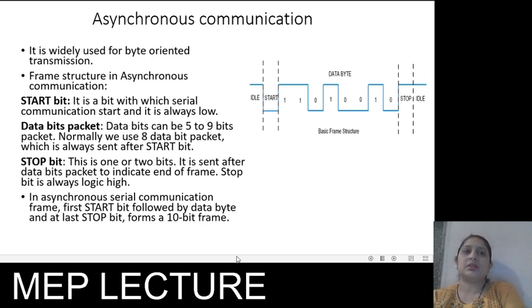The data frame includes the start bit, which is always low, then the data bits, 8 bits or 9 bits of data, and the stop bit, which may be 1 bit or 2 bits, but is always high. So 8051 supports asynchronous communication, which consists of a total of 10 bits. Out of those 10 bits, one is the start bit, one is the stop bit, and the remaining are the 8 data bits.